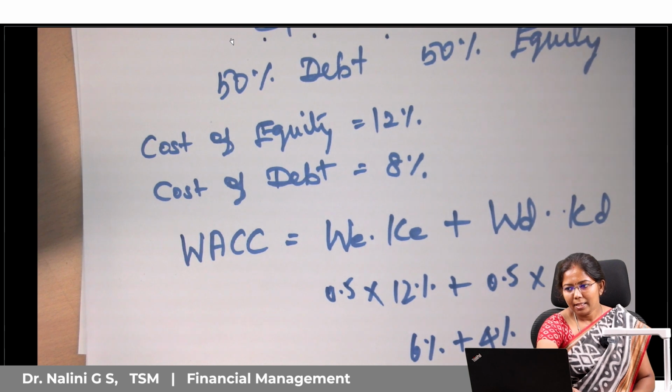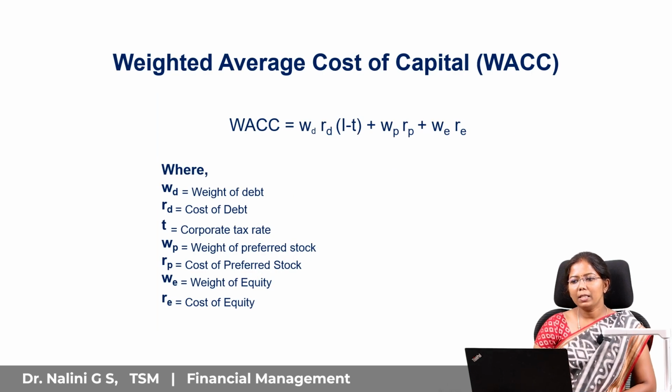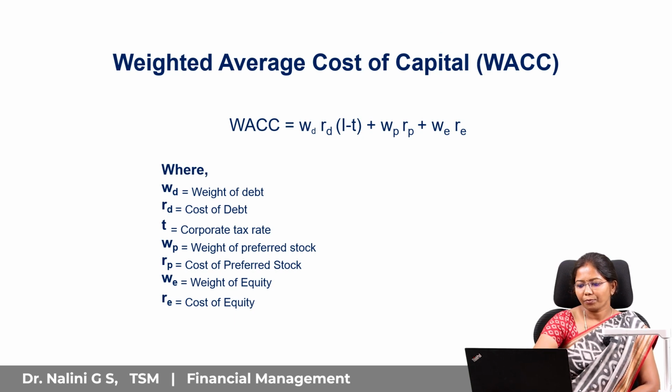So WACC is the discount rate as far as the companies are concerned. This weighted average cost of capital is their discount rate. Discount rate is used when they wish to convert their future value into the present value; they need a discount rate. So that WACC is their discount rate.